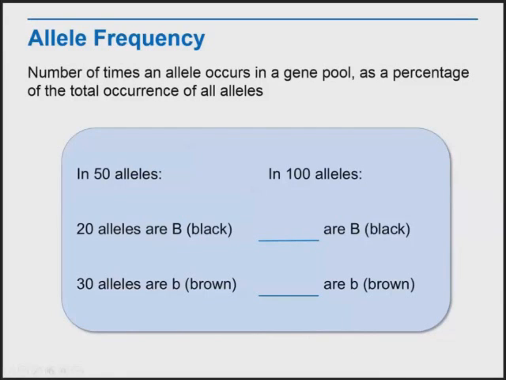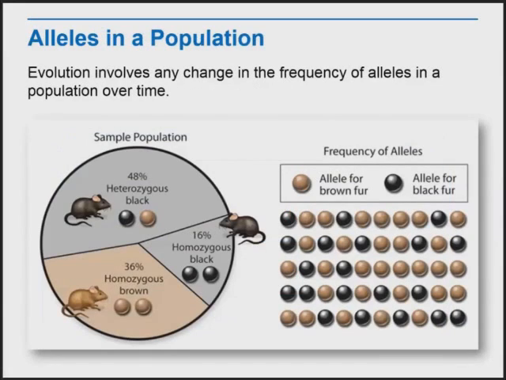This picture shows a total of 50 alleles. 20 alleles are big B, black, and 30 are little b, brown. How many of each allele would be present in a total of 100 alleles? Well, in a total of 100 alleles, 40 would be black, big B, and 60 would be brown, little b. In this mouse population, the recessive allele occurs more frequently than the dominant allele.